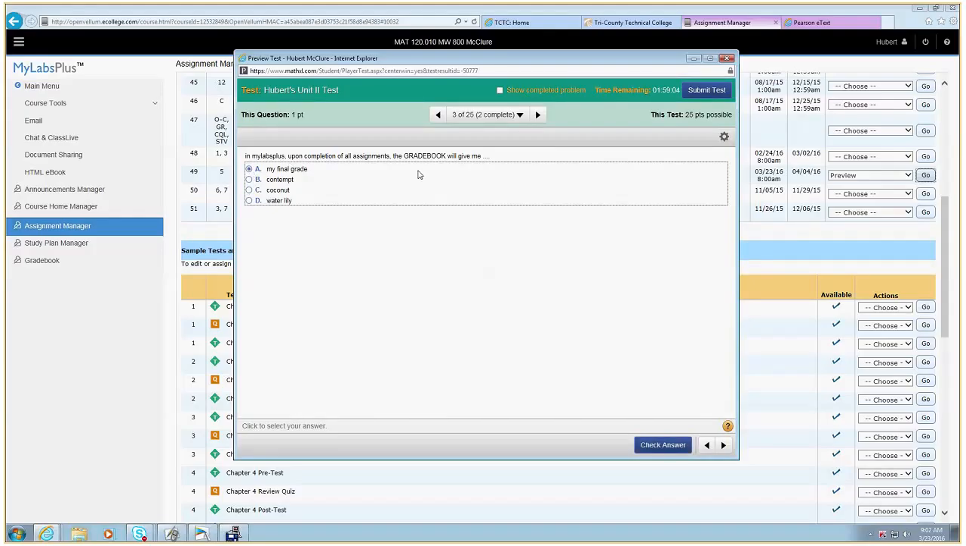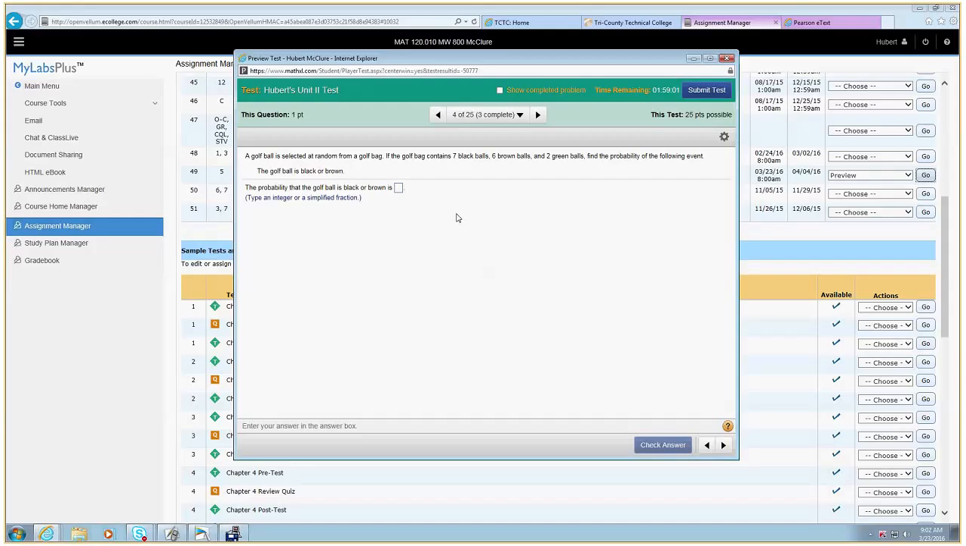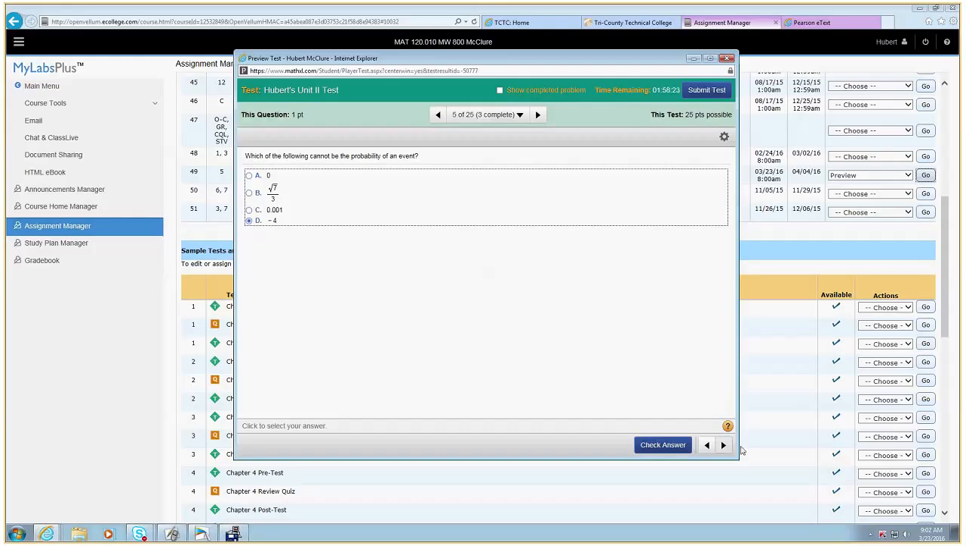A golf ball is selected at random. It's a golf ball. Okay, now first of all, what is this like? A bag of balls of what? Marbles. Okay, I'm not going to do that one. Which of the following cannot be a probability? Tell me which one cannot be. Negative, that cannot be. All right. The rest of them can be. So that's that. I'll do that one because that one's easy.